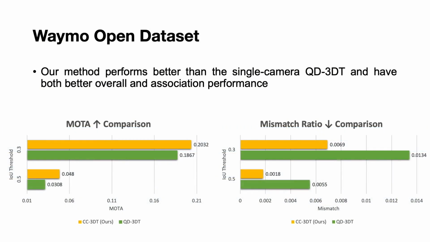We test our hypothesis on another large-scale driving dataset, Waymo Open, and the results corroborate our findings. Our method performs better in MOTA than the single-camera CC-3DT, while also having a lower mismatch ratio, meaning that we have both better overall and association performance.